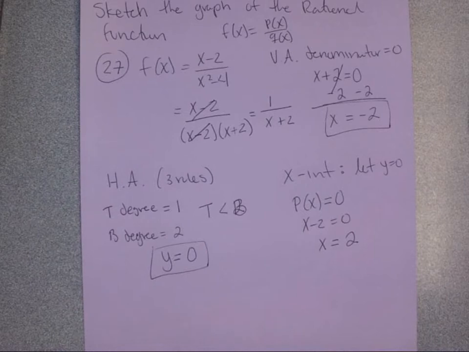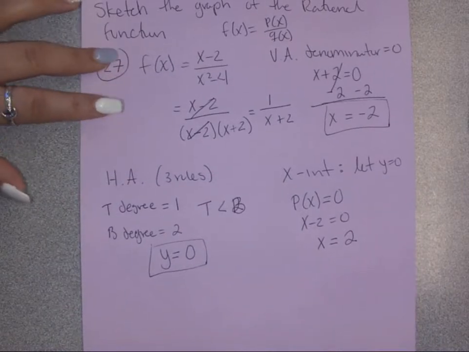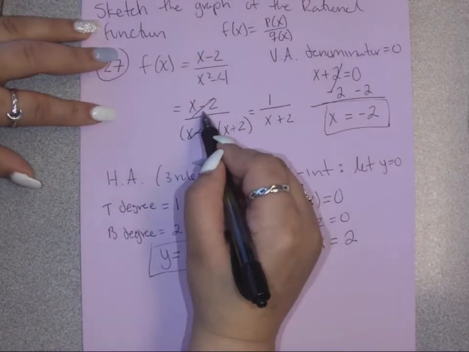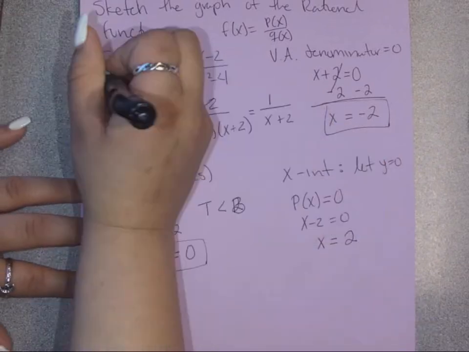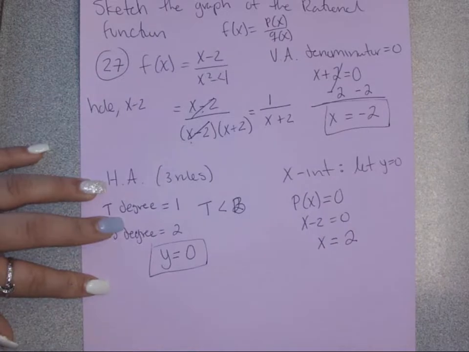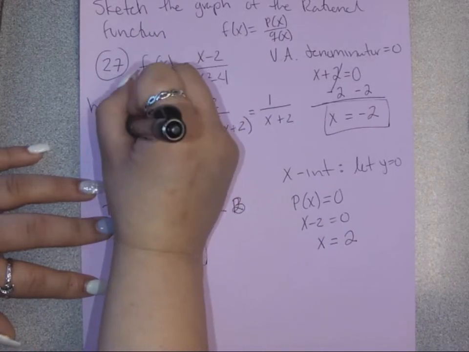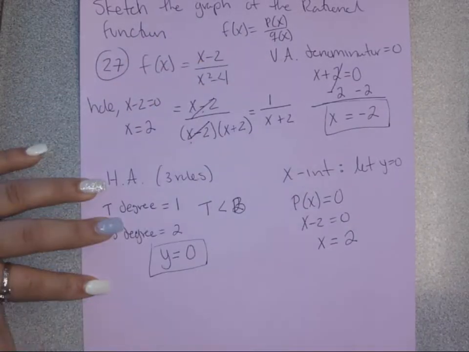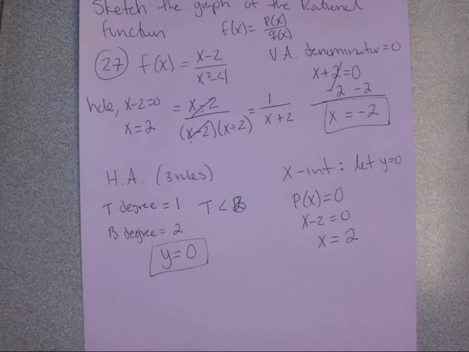But let's recall this from the first step here. Because x minus 2 cancelled out, it created a hole. So when we solve for x minus 2, that means we're going to have a hole at x equals 2.